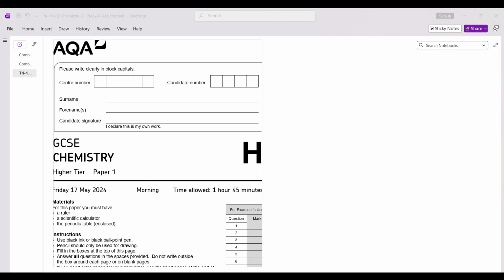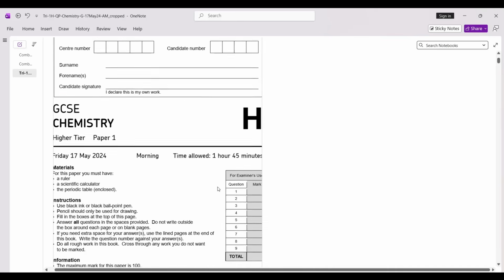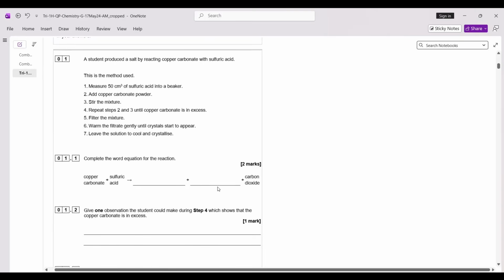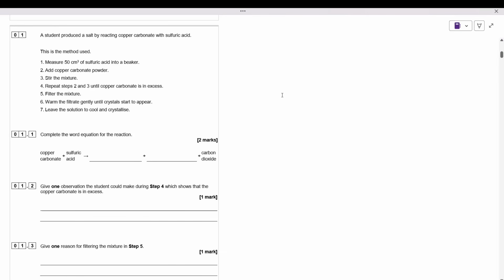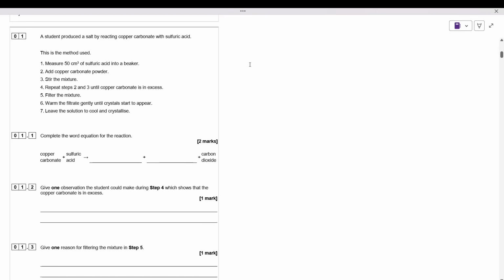Today we're going to be looking at the 2024 paper 1 for triple chemistry higher. Let's have a go. Right, for number 1, full screen. For number 1, it's regarding the reaction of copper carbonate with sulfuric acid.